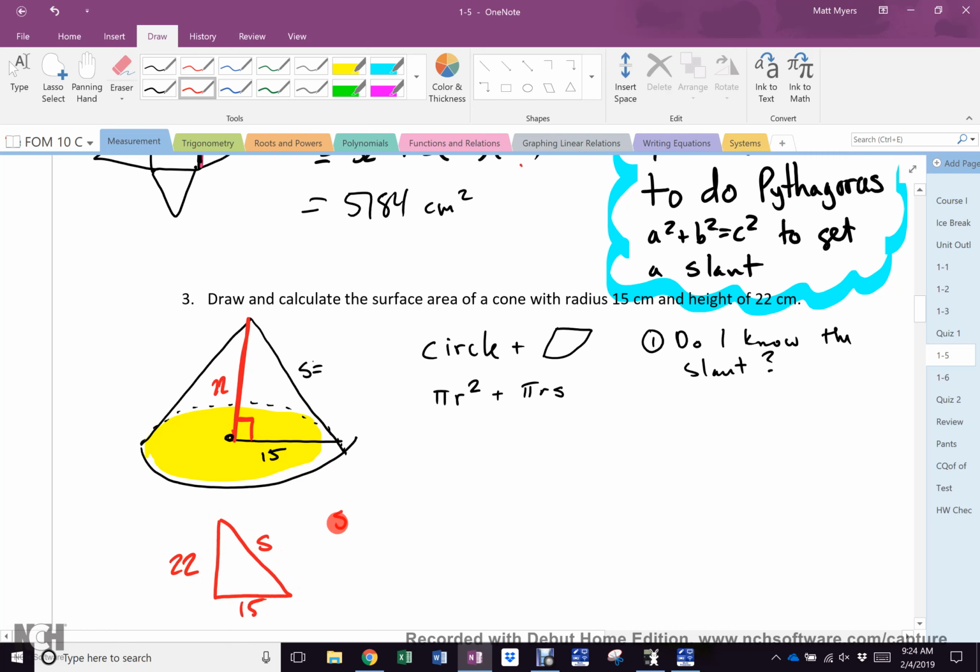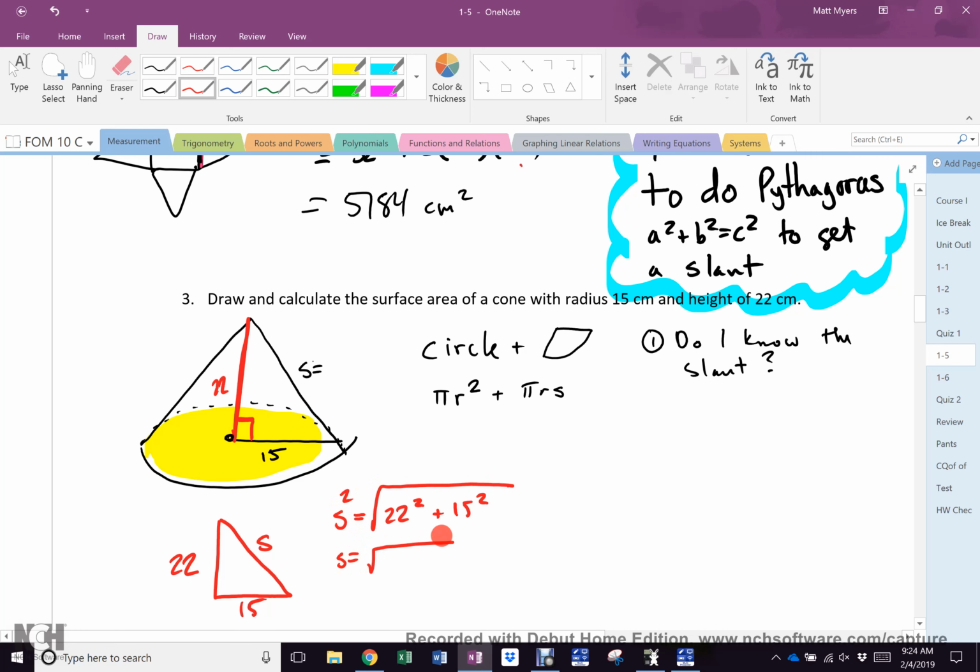So I do slant equals 22 squared, then what? Plus 15 squared, and what do I have to do to that whole answer when I'm doing Pythagoras? Because I've been doing Pythagoras for 5 years. What do I have to do at the end of Pythagoras every time? This will get me s squared, but I don't want s squared. What do I want? S. So I have to square root that.